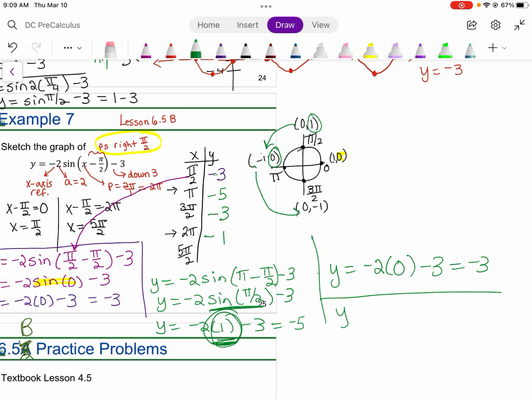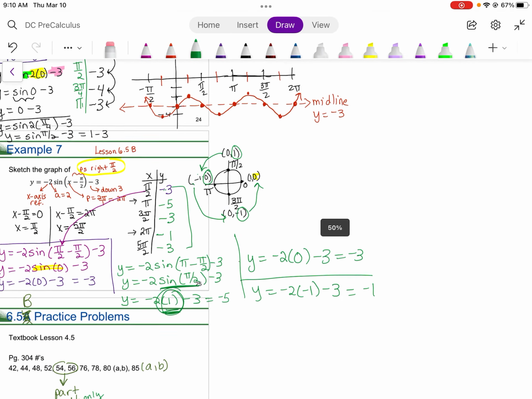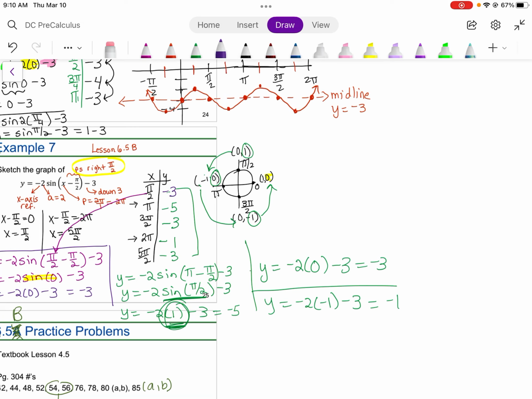Let's try it out and see. I'm going to come over here, and I'll have negative 2 times negative 1 minus 3. And that's going to be negative 1. And then I'll end with this, and I always end where I started. So there we go. All right, from here we're going to graph.